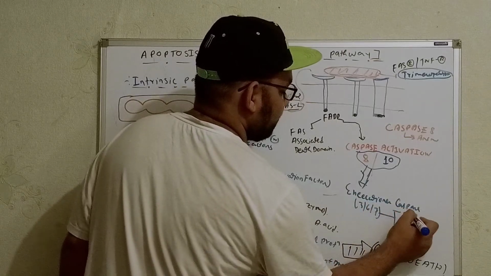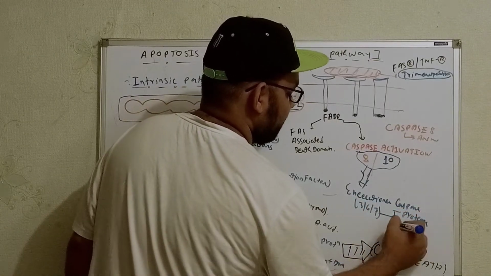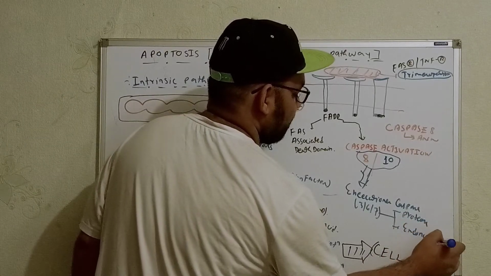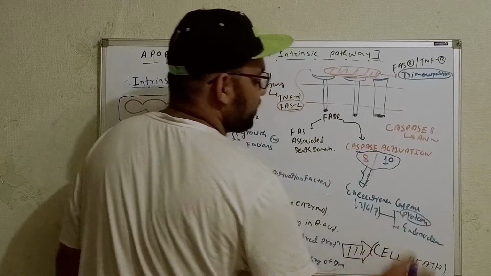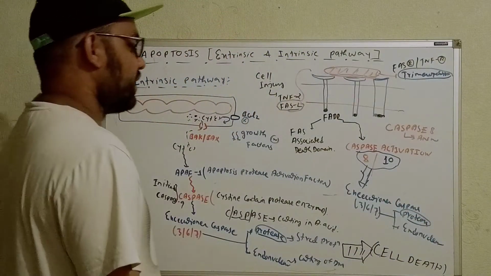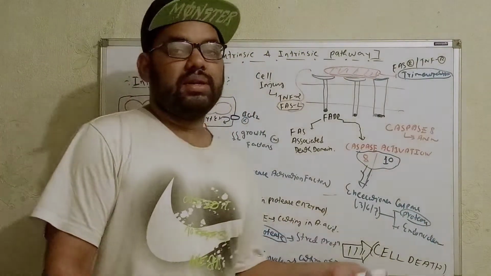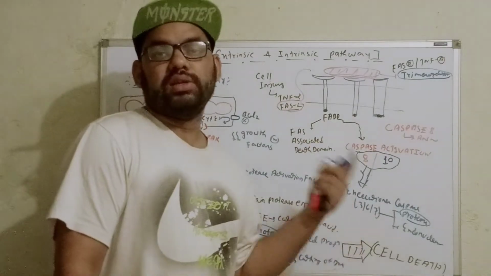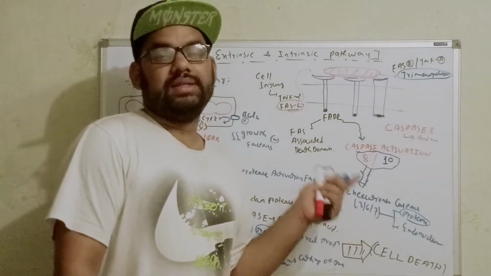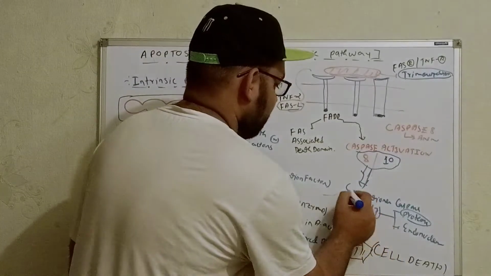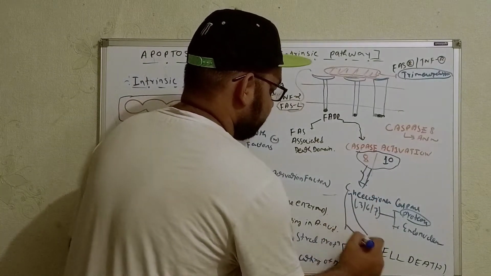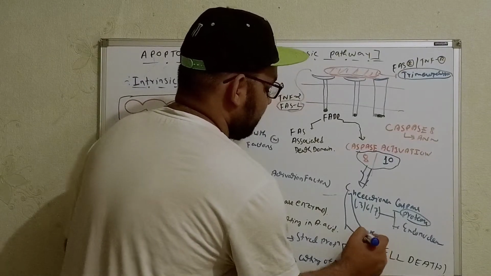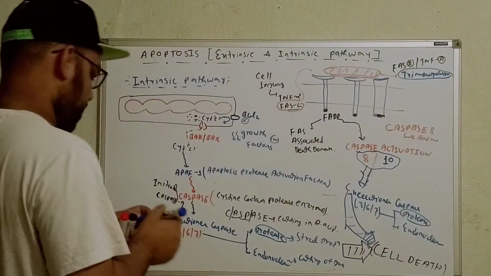Now they can activate the protease. The rest of the thing is the same. And they can also activate the endonuclease. Whenever the protease gets activated, it will destroy the structural proteins of the cell. Whenever the endonuclease is activated, it will destroy the DNA. As a result, there is no chance for the cells to survive. That will be cell death. Ultimately, we will get cell death over here.